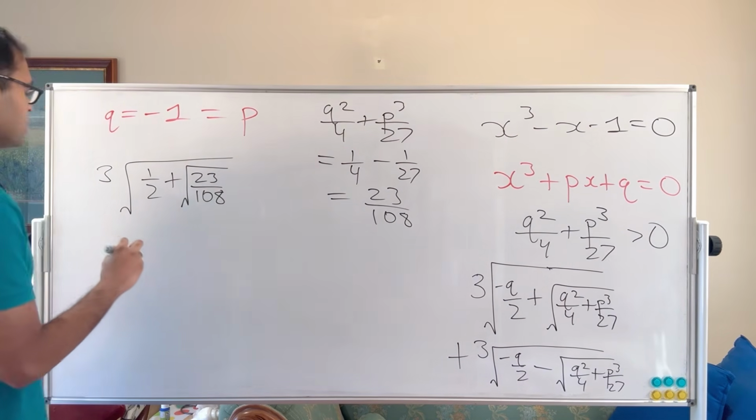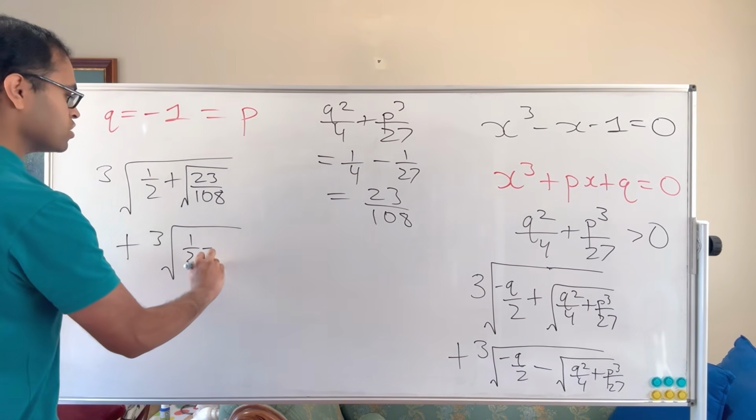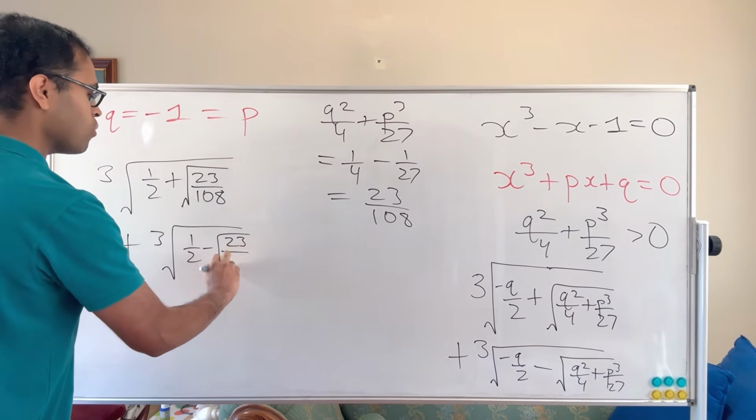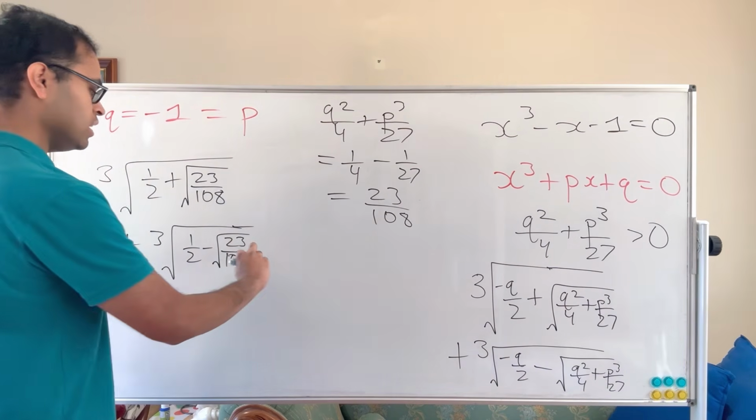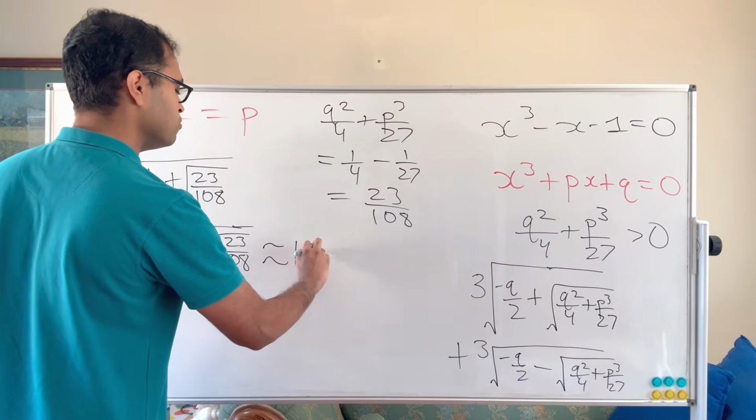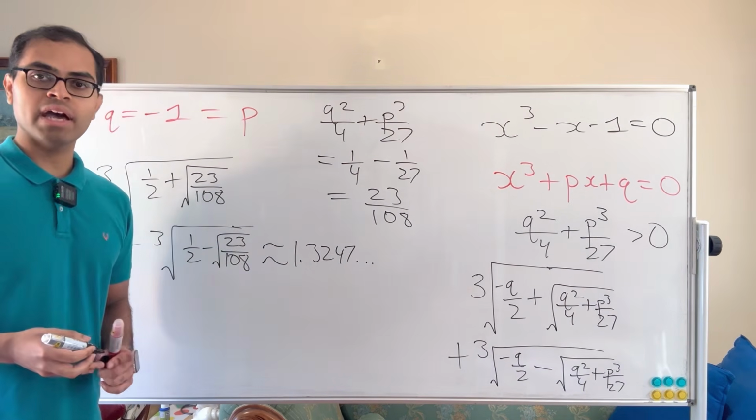And then we're going to get plus the cube root of, again, half minus the square root of 23 over 108. Okay, so that's what we're going to get. And this is very roughly equal to 1.3247. That's what it's roughly equal to. So it's a pretty cool number, and that's the solution.